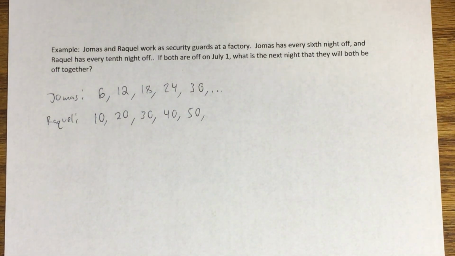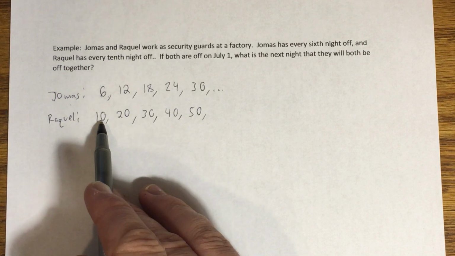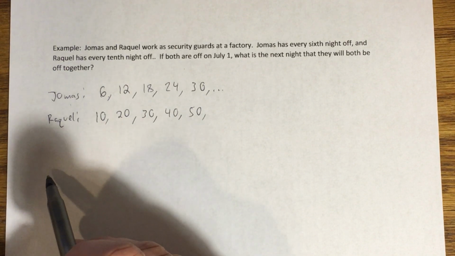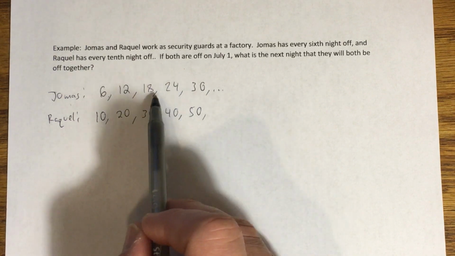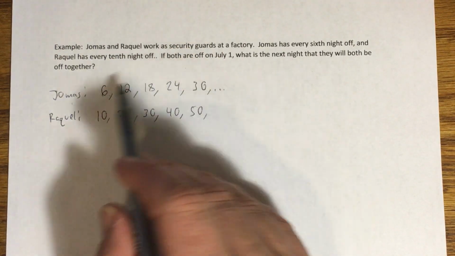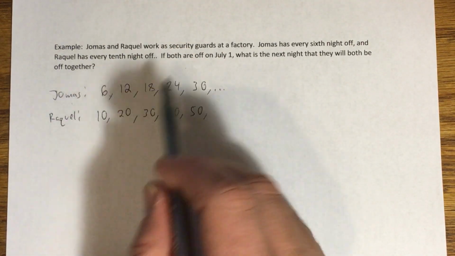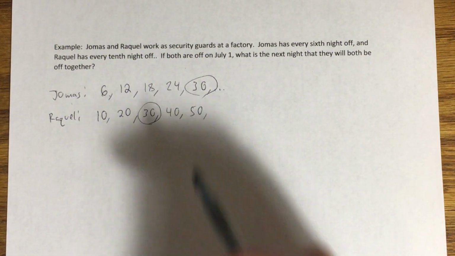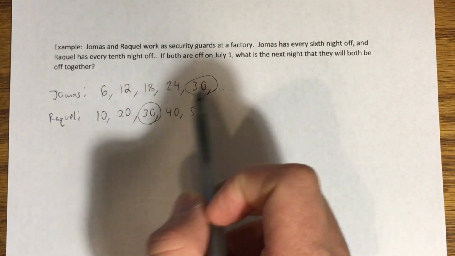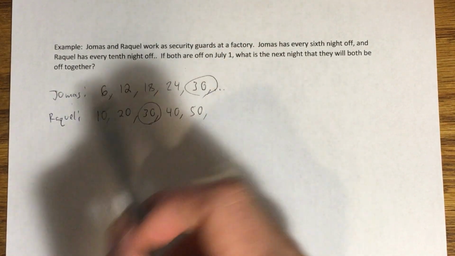Well, if both Yomas and Raquel have July 1st off, and we're asked to find the next day that they're both going to have off, Yomas will have a day off before Raquel. He only has to wait 6 days while she waits 10. But because these are offset, eventually we will have a day where they sync up again. And notice from a particular day, if they both wait 30 days, they'll have another night off together, because that's a multiple of the number of nights that they have to wait that shows up in both of their lists, the least common multiple, in fact.